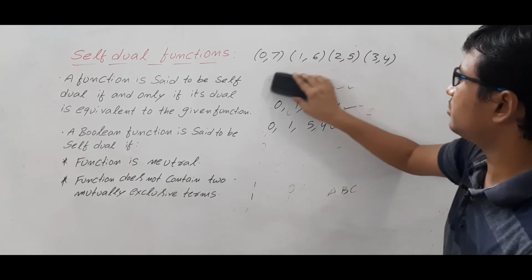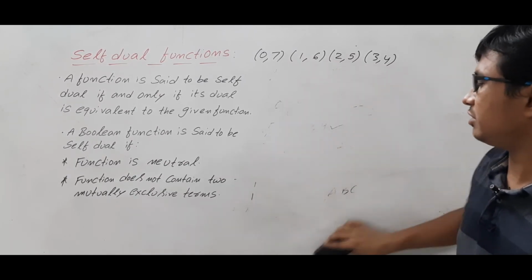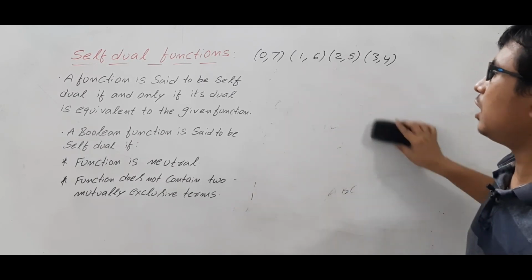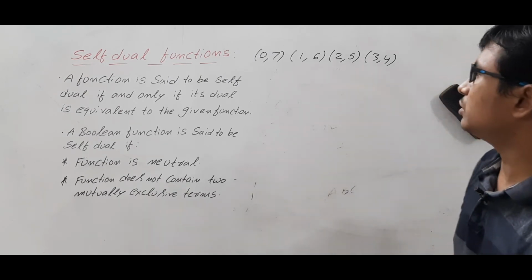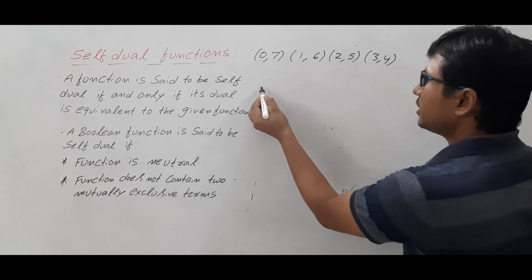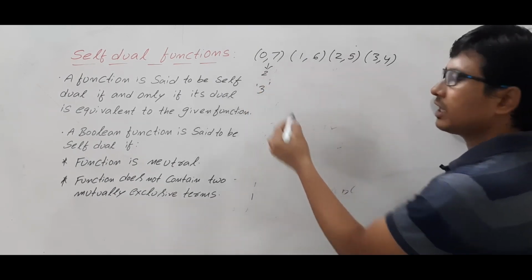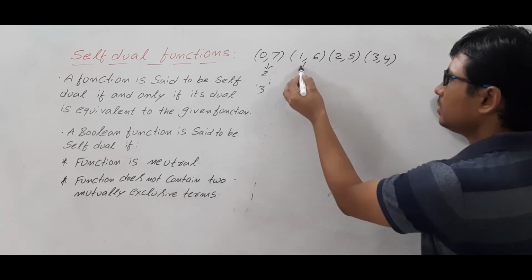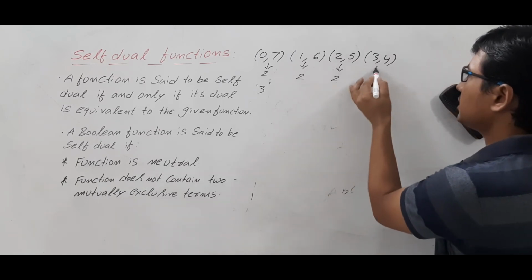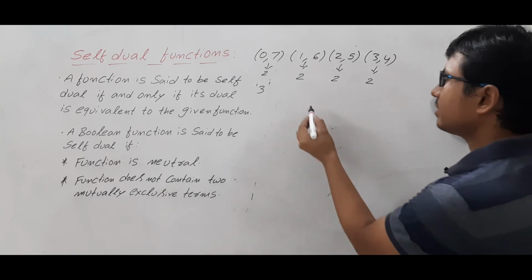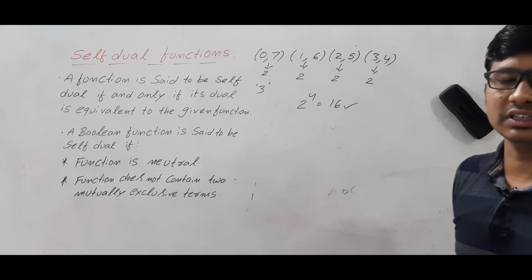So how many such self-dual functions are possible? That is what the next one. How many self-dual functions are possible if you have 3 Boolean variables? Because we have taken 3 Boolean variables A, B, C. So if you have 3 Boolean variables, the number of self-dual functions is, from here it can be either 0 or 7. From here 1, 2, two options are there. 2, 5, again 2 options are there, again 2. So totally I can find 2 power 4 is equal to 16 self-dual functions.